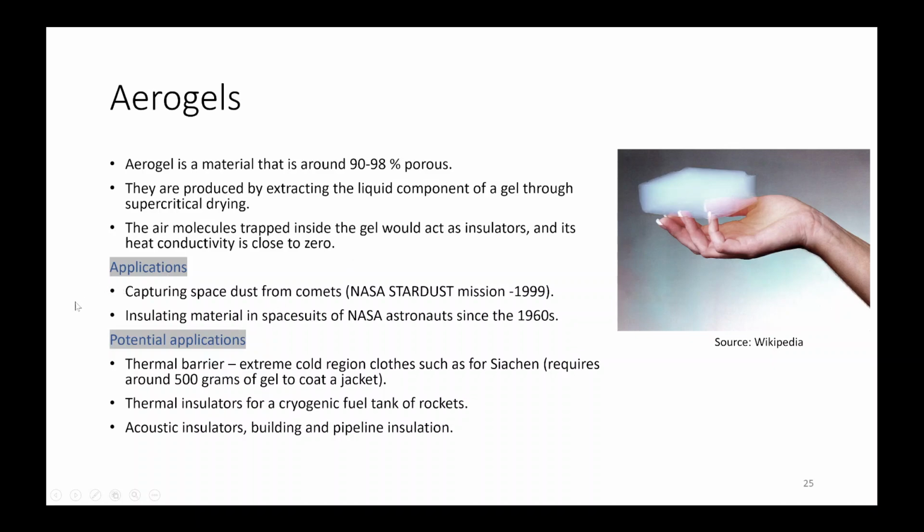Some of the applications are in capturing space dust from comets and as insulating material in space suits of NASA astronauts since the 1960s. Some potential applications can be in making thermal barriers for extreme cold regions, clothes such as for Siachen, which requires only around 500 grams of gel to coat a jacket, thermal insulators for cryogenic fuel tanks of rockets, acoustic insulators, and building and pipeline insulation.